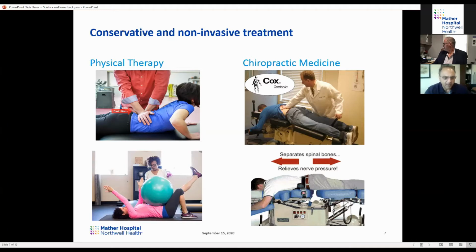In the bottom left hand picture here, you can see that the physical therapist is actually developing core stability exercises. One of the things that always happens in people who have sciatica is they develop core weakness and stability weakness. We're going to go back a couple of slides to the MRI slide, and I want to show you something.